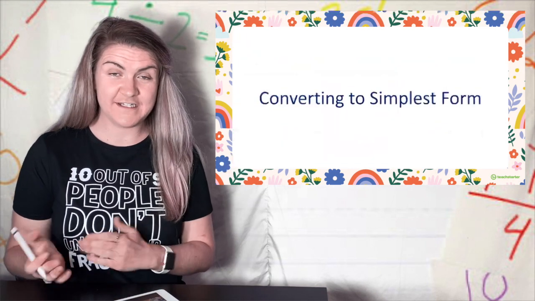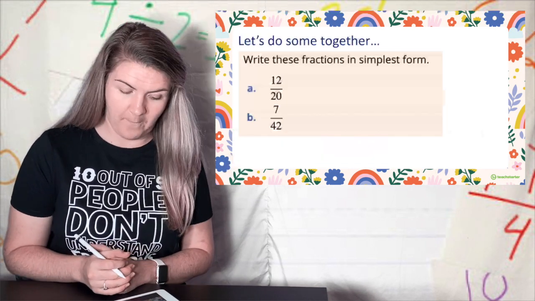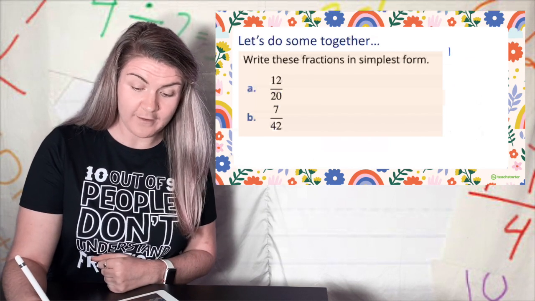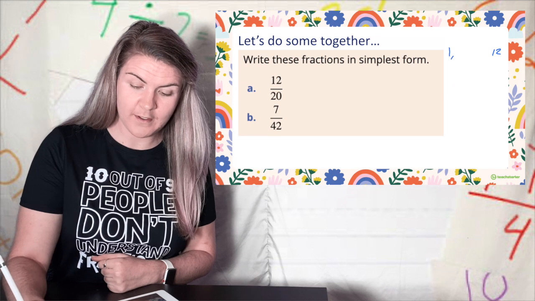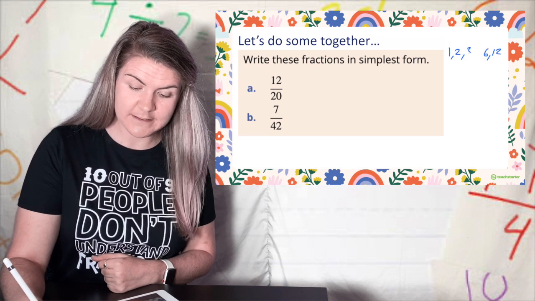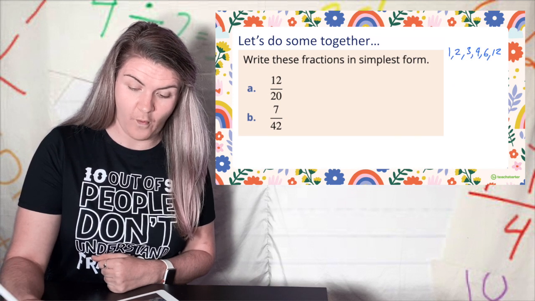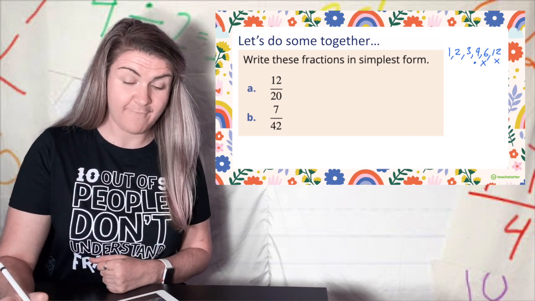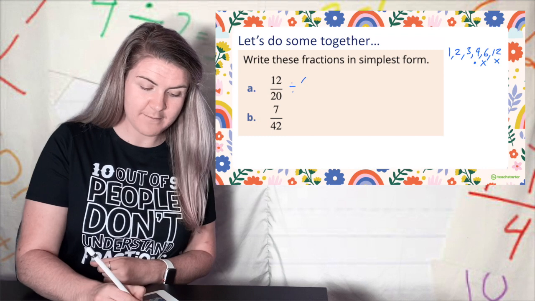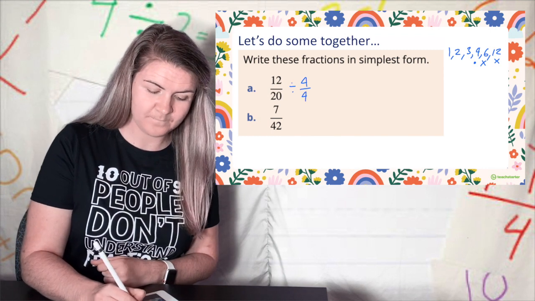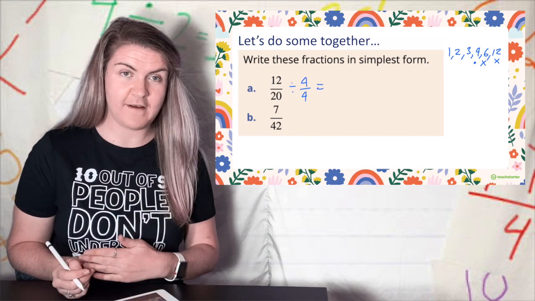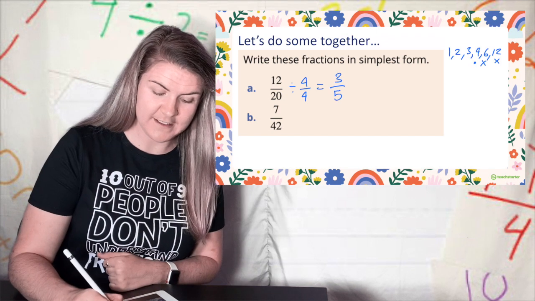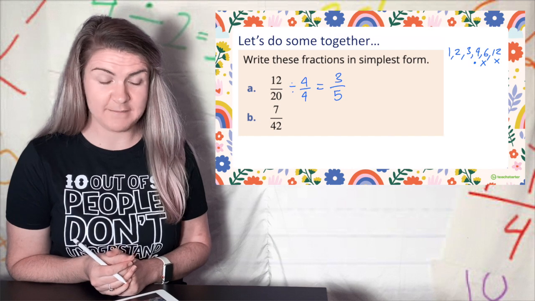So let's use it to do the simplest form. So we're going to figure out how we can divide this down. So for 12, I've got 1 and 12, 2 and 6, 3 and 4. Well, I know that 12 does not go in, 6 does not go in, 4 does go in. So I'm going to divide by 4. And 12 divided by 4 is 3. And 20 divided by 4 is 5. So I've made it simpler there.